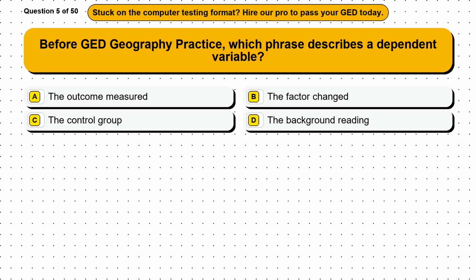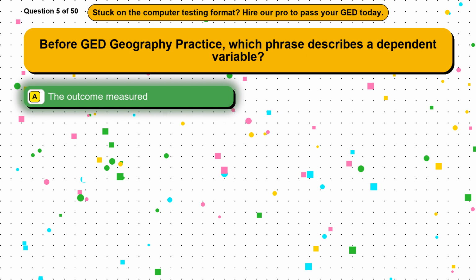Question 5. Before GED Geography Practice, which phrase describes a dependent variable? Option A, the outcome measured. Option B, the factor changed. Option C, the control group. Option D, the background reading. The correct answer is option A, the outcome measured.